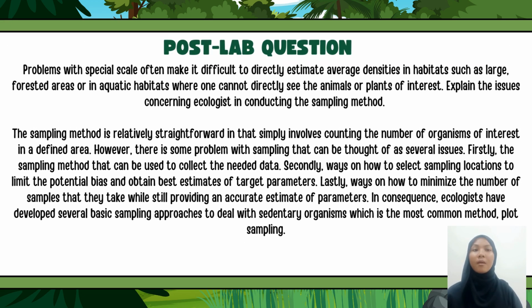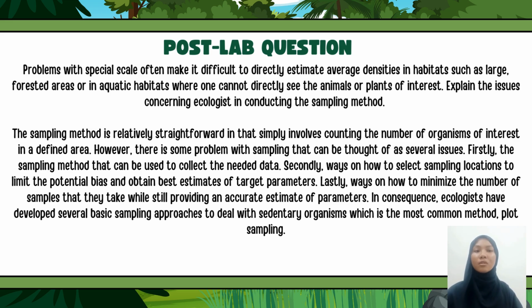And the fourth question is, problems with spatial scale often make it difficult to directly estimate average densities in habitats such as large forested areas or in aquatic habitats, where we cannot directly see the animals or plants of interest. So we have to explain the issues concerning ecologists in conducting the sampling method. The sampling method is relatively straightforward in that it simply involves counting the number of organisms of interest in a defined area. However, there are some problems with sampling that can be thought of as several issues.